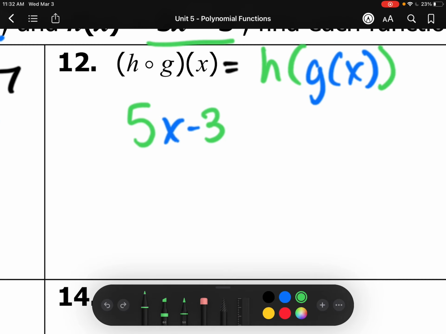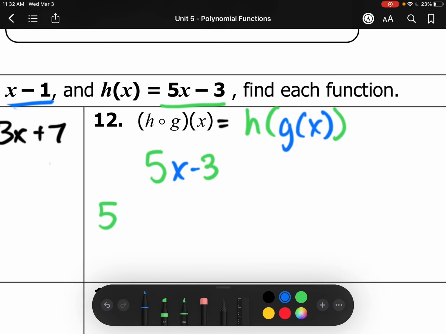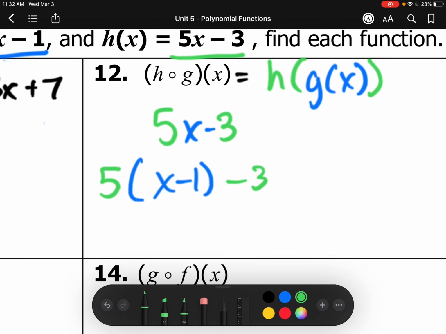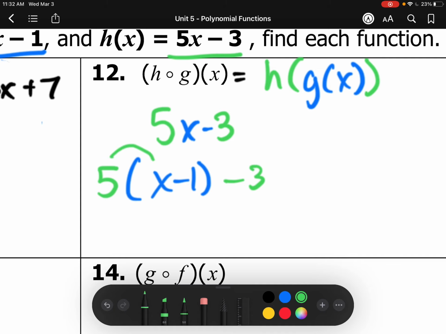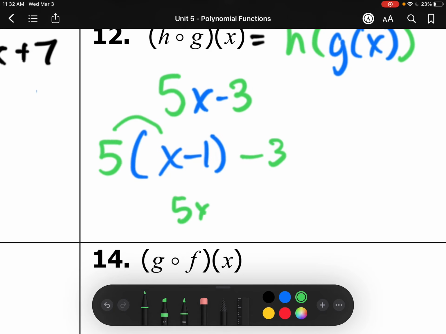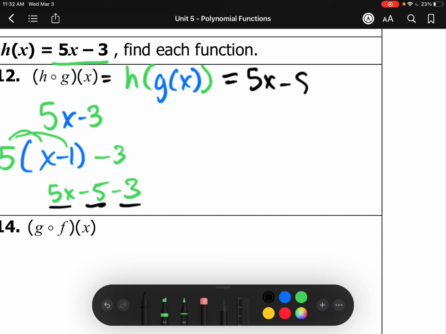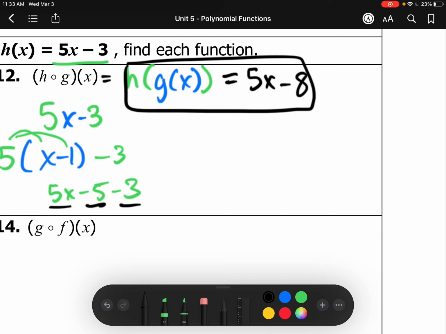So let me write it out now. That is 5. And then function g of x is x minus 1. So this x becomes x minus 1, minus 3, right? So we're going to go ahead and distribute. So 5 times x is 5x. 5 times negative 1 is negative 5. And then minus 3. So when we combine like terms, our final answer is h of g of x is equal to 5x. And then negative 5 minus 3 is negative 8. So this is our final answer here.